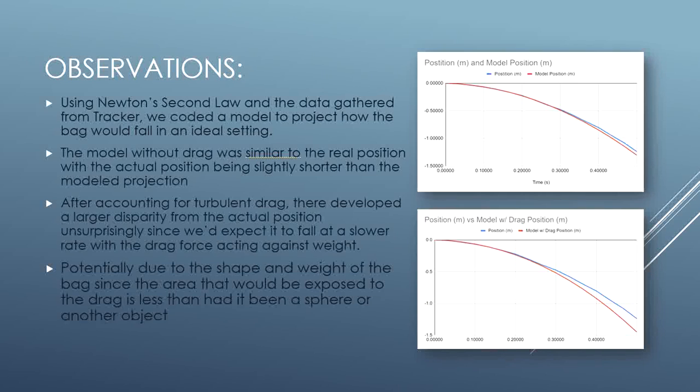So in the above model, you can see that as time progresses, we do have that change in position that is increasingly changing from the acceleration of gravity acting on the bag. For that position model, we have almost exactly the same arc as the model's position versus the real one. But if you look at the one that accounts for drag, there's a larger disparity that you'd expect to happen because there's that increased force acting on our system that would cause the bag to drop slower. I think this is largely due to the fact that the shape and weight of the bag for that time frame didn't really allow drag to influence our system during that.